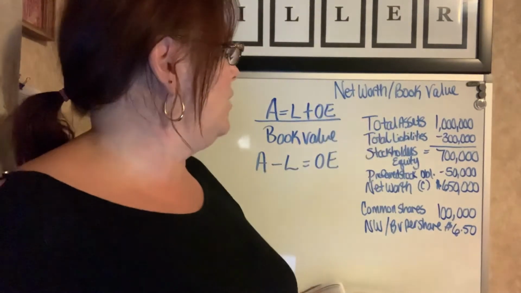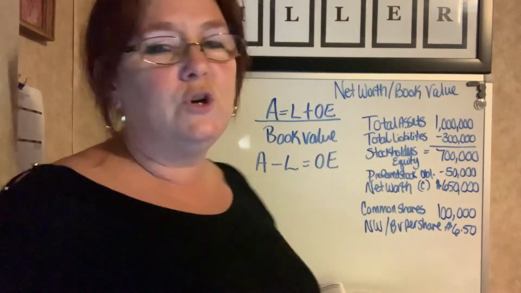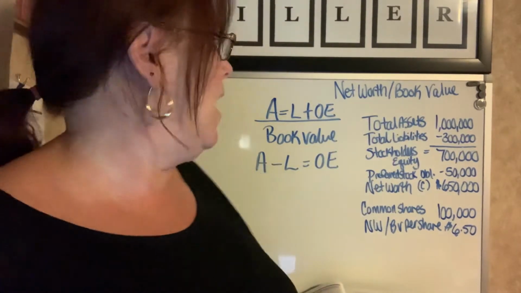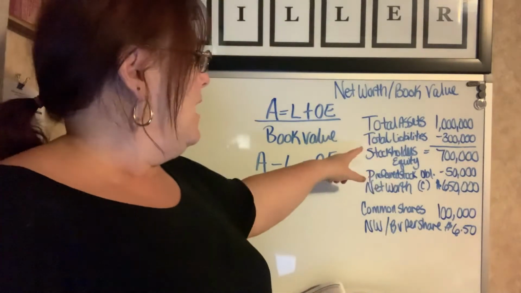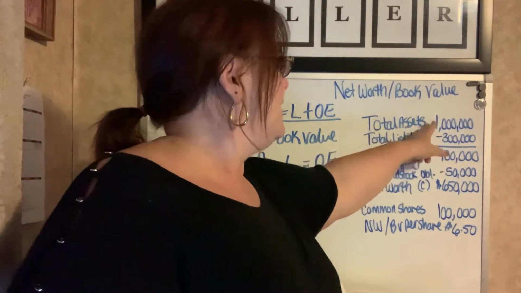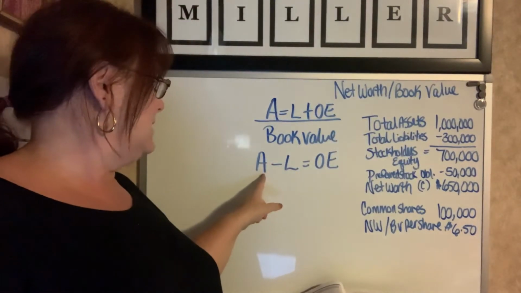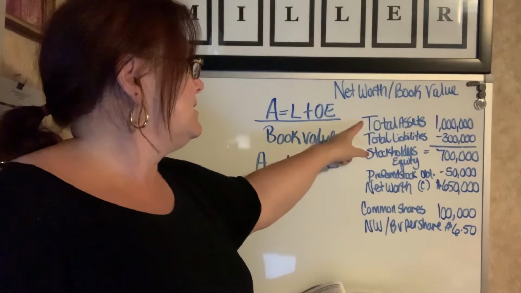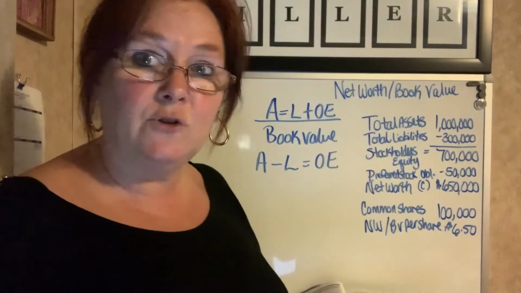So we'll start with total assets. That's $1 million per your textbook. Your total liabilities, they give you that number as well. It says they are $300,000. Then you subtract that $300,000 off of that, right? Because these are assets, and our new formula is assets minus liabilities. So assets minus your liabilities equals your owner's equity, which is $700,000.